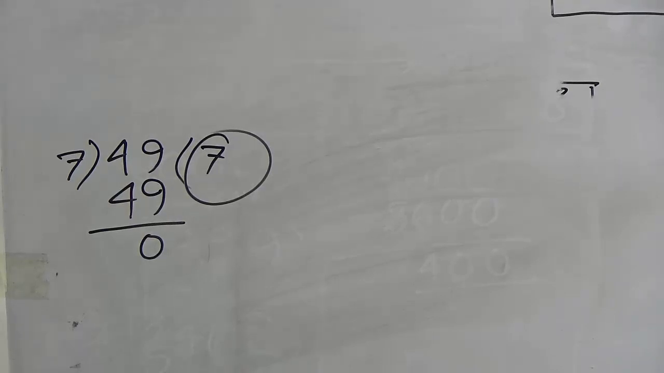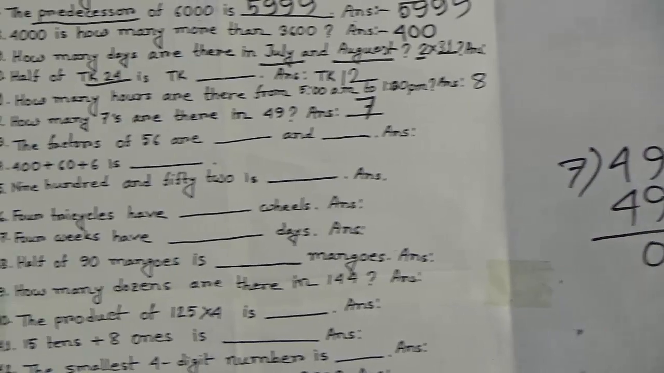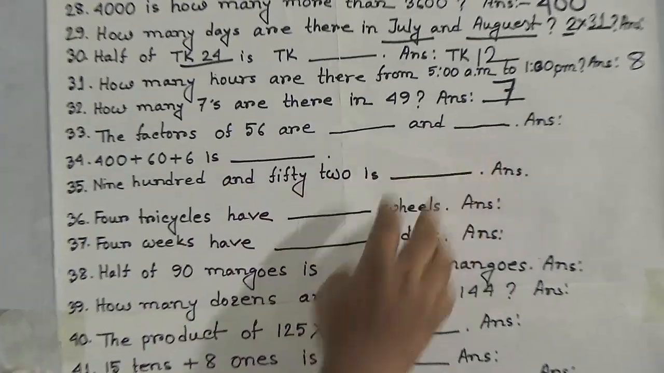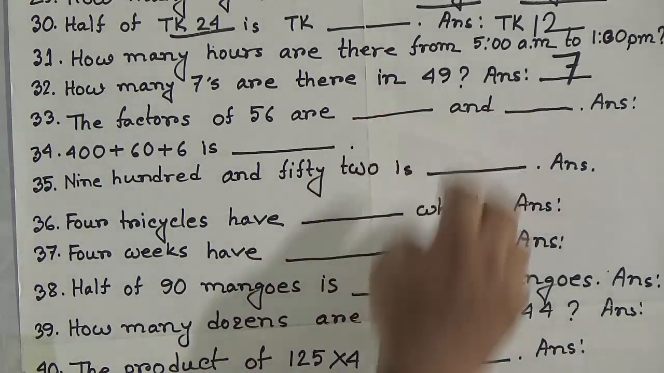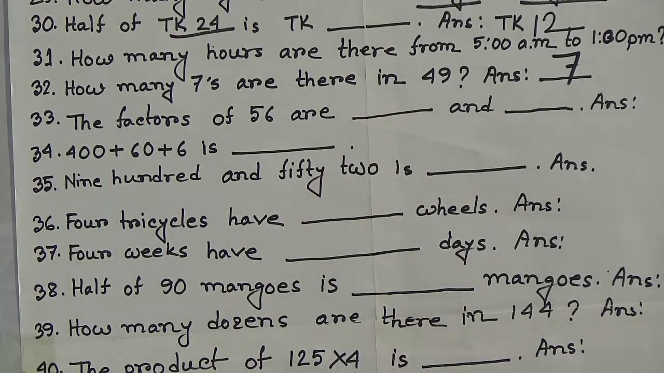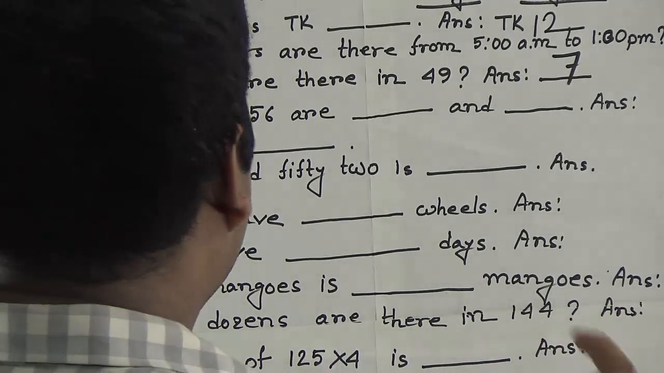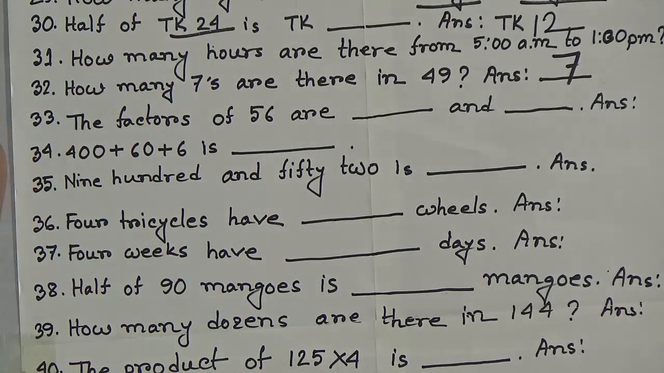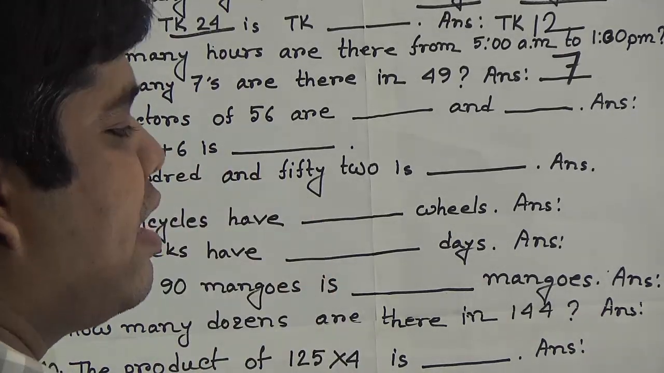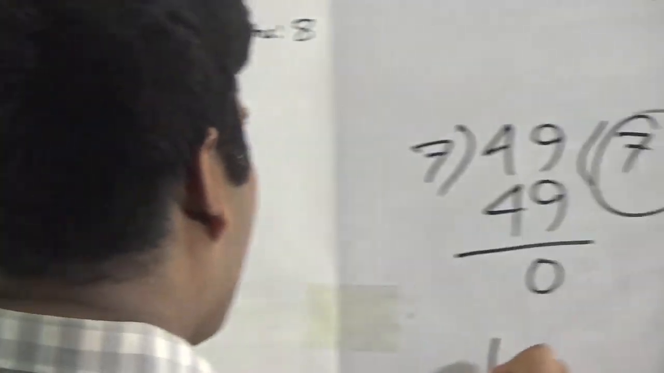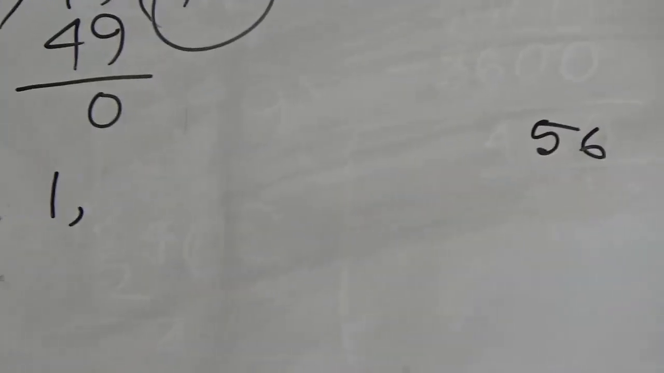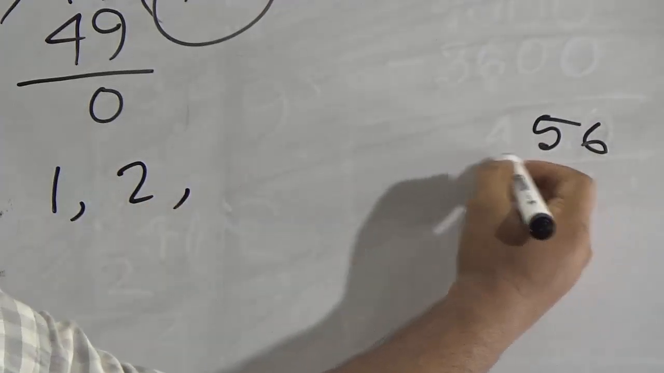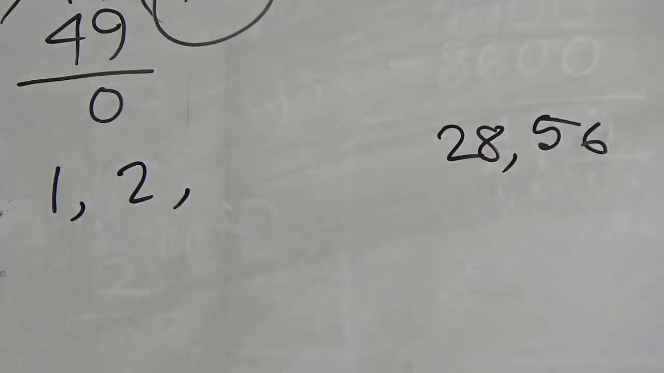So the answer is 7. The factors of 56 are what? Factors of 56 are many. Here we need to write only 2. So we need to find those numbers which we multiply and get 56. It may be 1 and 56, 2 and 28.